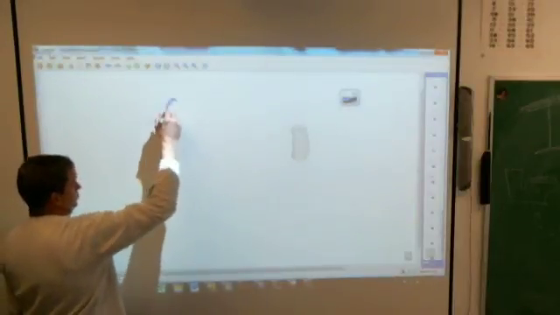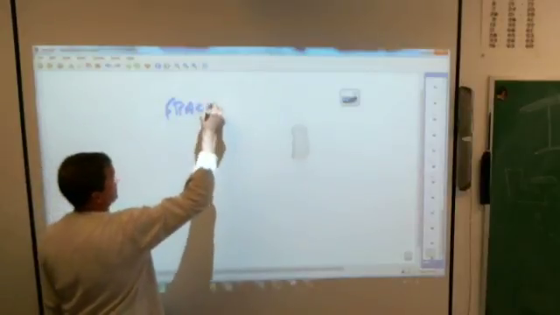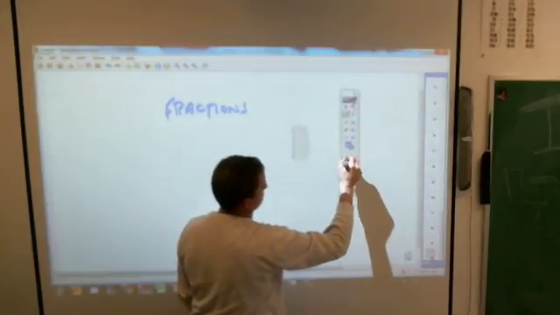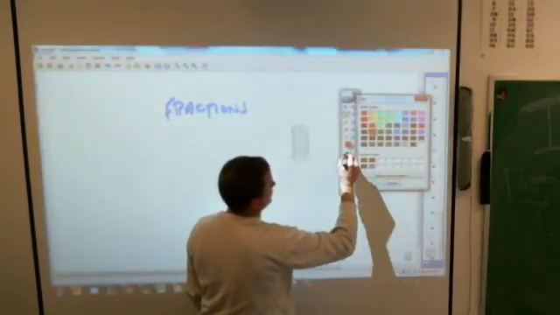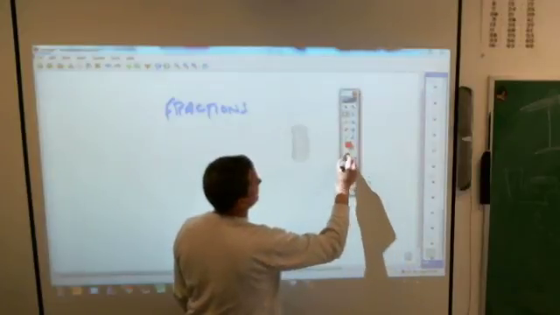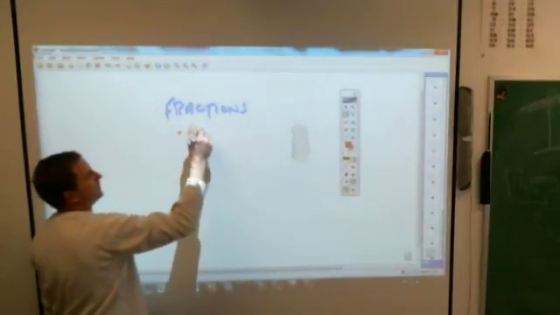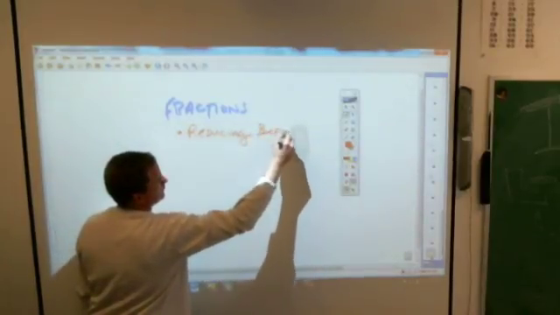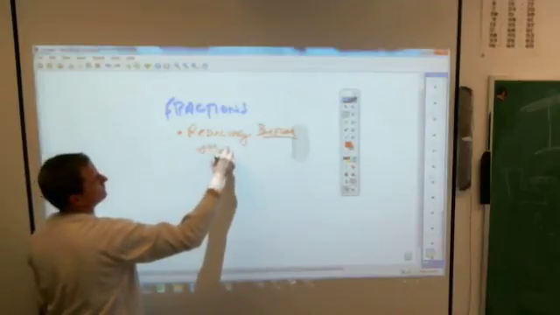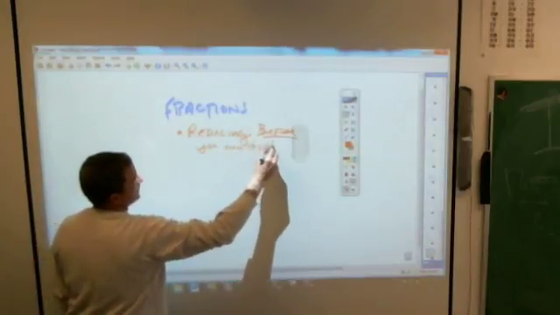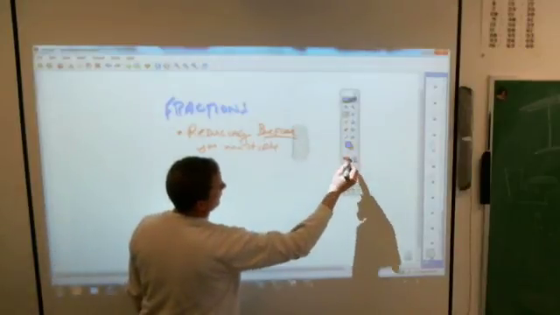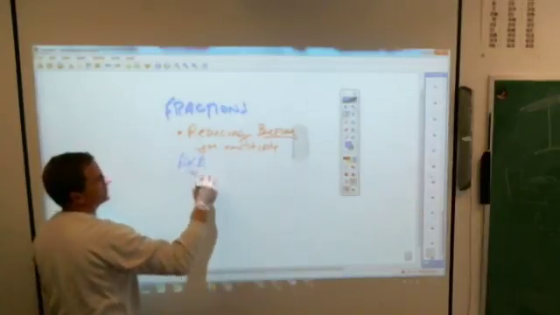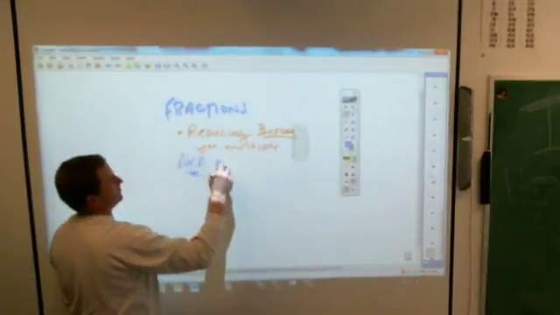Under your fraction notes, write the little subtitle here, which is, children, which is reducing before you multiply. This is also known as, AKA, also known as cross-canceling.